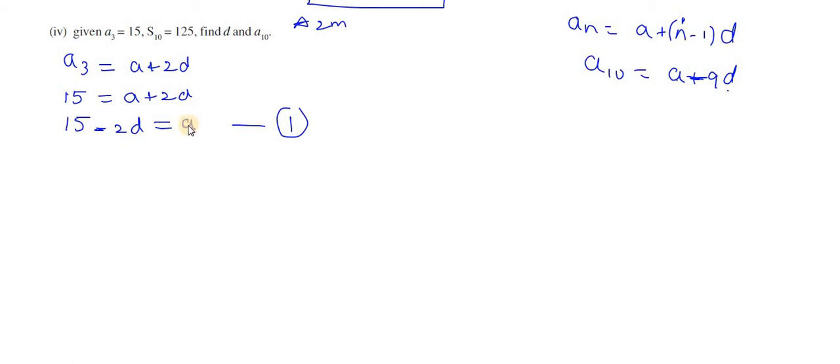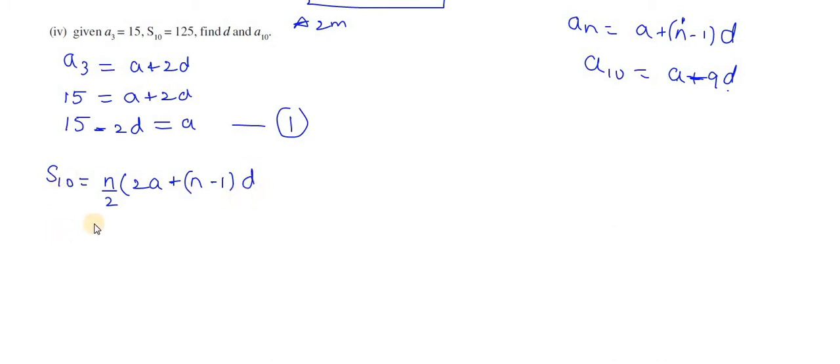From A3 is equal to 15, we found the A value. Actually this is not a value, because we don't know what D is. So first we need to find D also. How to find it? By using one equation it is not possible, so let's go ahead with this S10. By using S10, we can write Sn as n by 2 into 2A plus (n minus 1) into D.